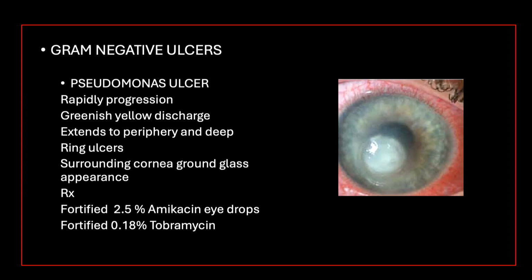Coming to the gram-negative ulcer, the most common is the pseudomonas ulcer. Often we see it in patients with contact lens use. The feature of this ulcer is rapid progression; it extends to the periphery and deep stromal layers very fast. It can often present as a ring-shaped ulcer. Usually the treatment is 2.5% amikacin.